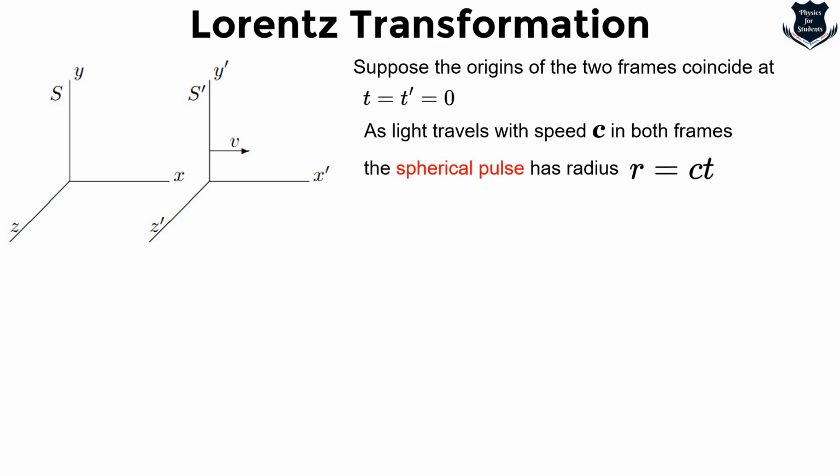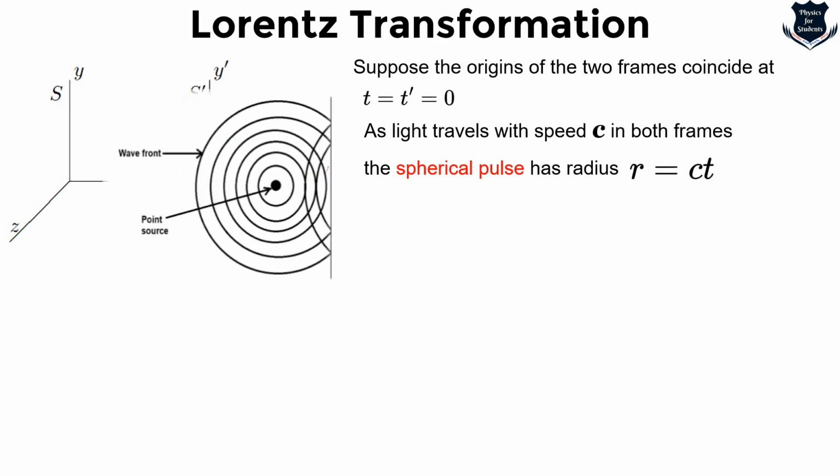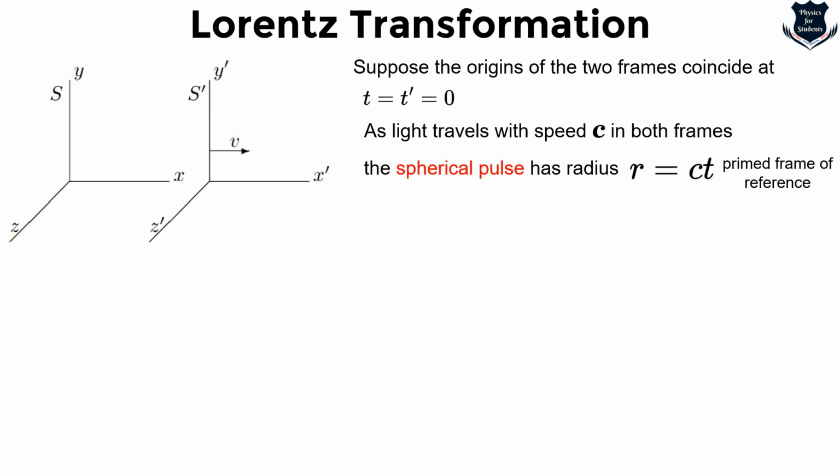The wave front of the light would form a sphere. It would form a spherical pulse where the radius would be equal to c times t. Spherical pulse means something like this. You can see the point source and the wave front, and this would form a spherical structure. The radius of the sphere would obviously be equal to the speed of light multiplied by time, so r equals ct. And this is for the unprime frame of reference, and for the prime frame of reference, r prime is equal to c t prime.